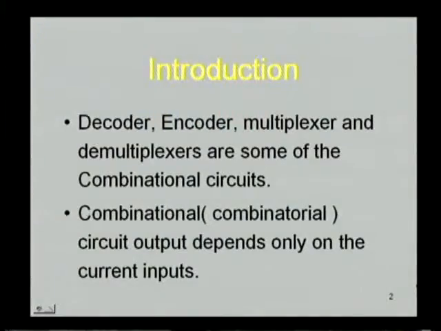Today let us discuss multiplexers, demultiplexers, encoders and decoders. These are some of the combinational circuits. A combinational circuit is one whose output depends only on current inputs. Let us see this. Decoder, encoder, multiplexer and demultiplexers are some of the combinational circuits. Combinational circuit output depends only on the current inputs.